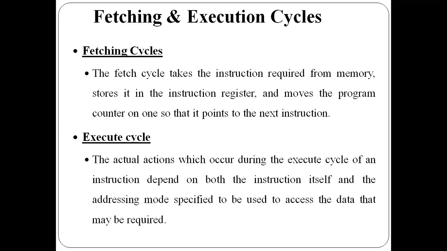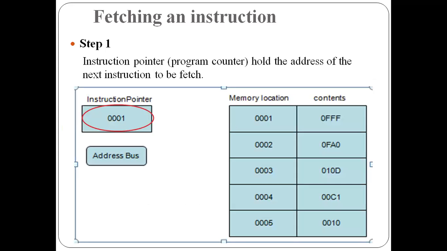Fetching and execution cycles. Fetching cycles. The fetch cycle takes the instruction required from the memory, stores it in the instruction register, and moves the program counter on one so that it points to the next instruction. Execute cycle. The actual actions which occur during the execute cycle of an instruction depend on both the instruction itself and the addressing mode specified to be used to access the data that may be required.